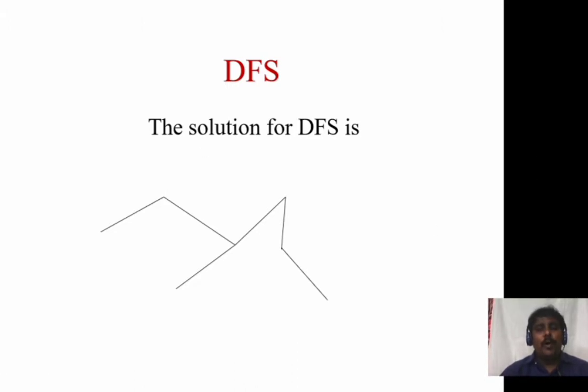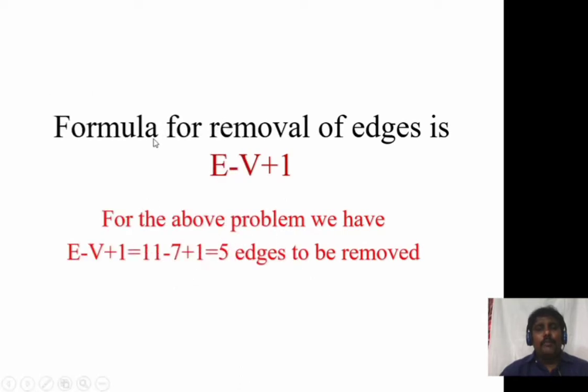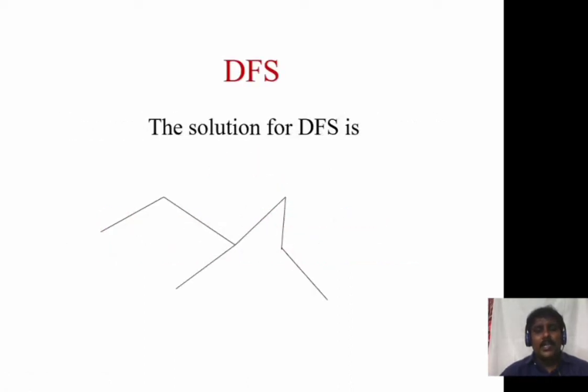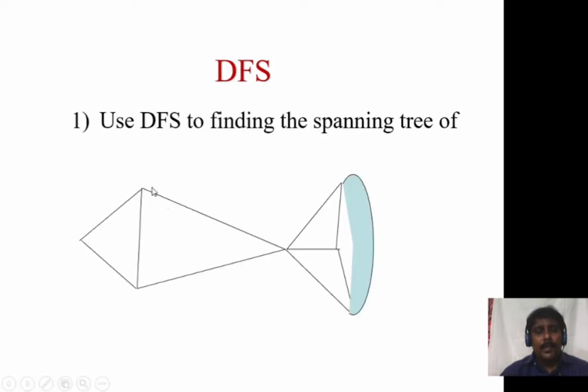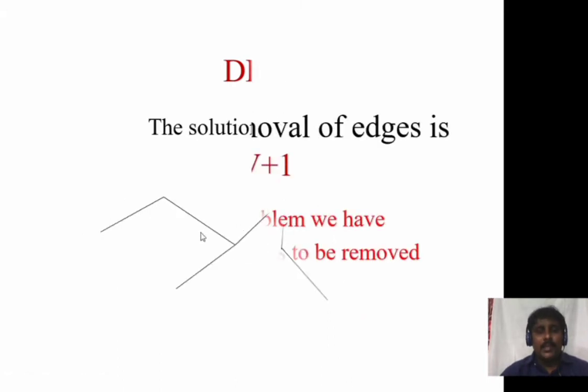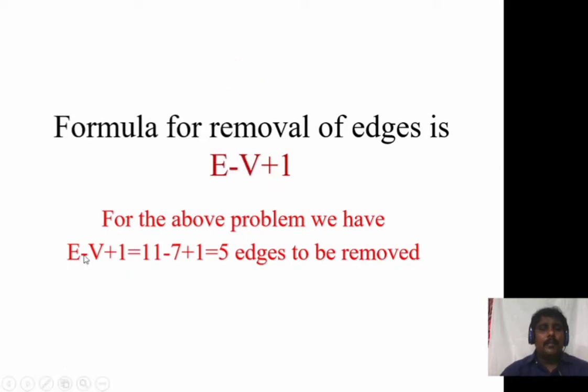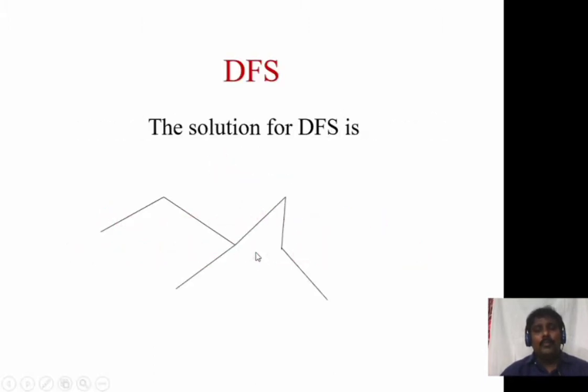Here I have a formula also for DFS. The formula for removal of the edges is E minus V plus 1. For the above problem, the edges are 11 and the vertices are 7. Edges are 1, 2, 3, 4, 5, 6, 7, 8, 9, 10, 11, so there are 11 edges. Vertices are 7, plus 1, that equals 5 edges. So I have to remove 5 edges.